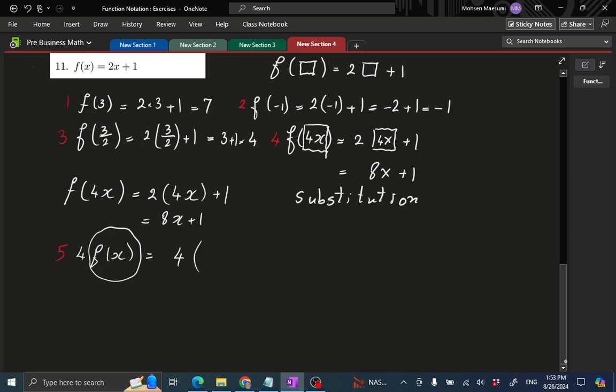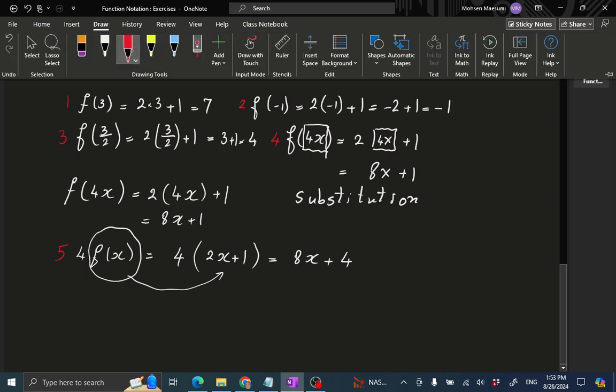When something gets complicated, we put a parenthesis around it so we don't make a mistake. f of x is 2x plus 1. This is that. That is multiplied by 4. So we multiply by 4: 8x plus 4. That's the simplified answer.